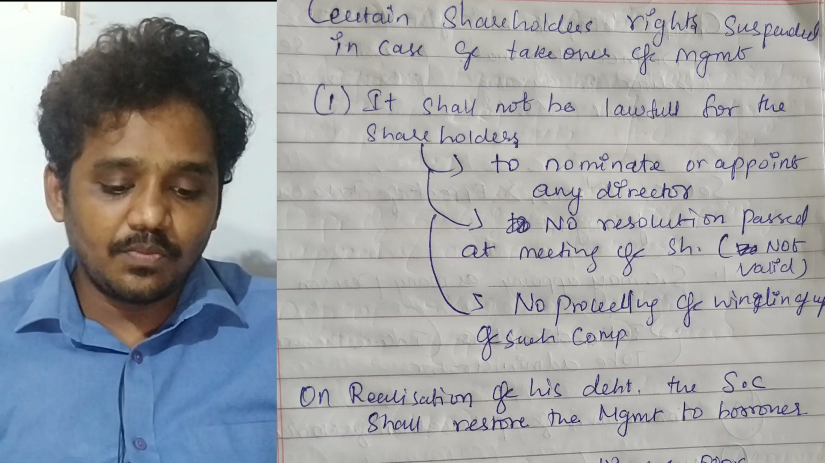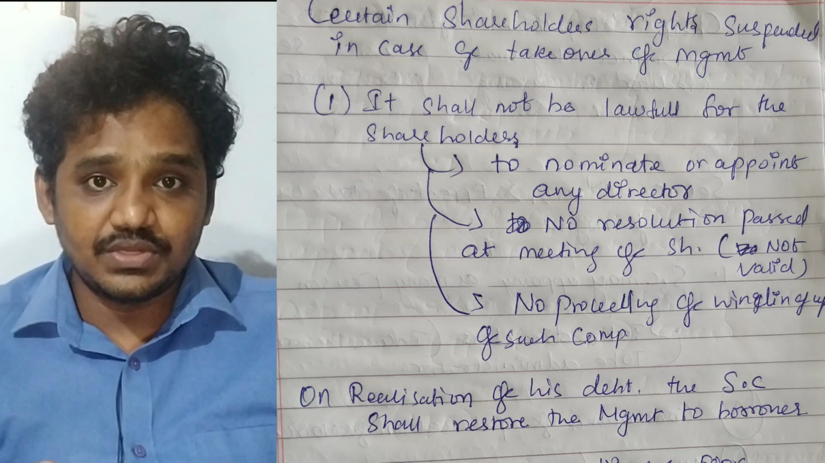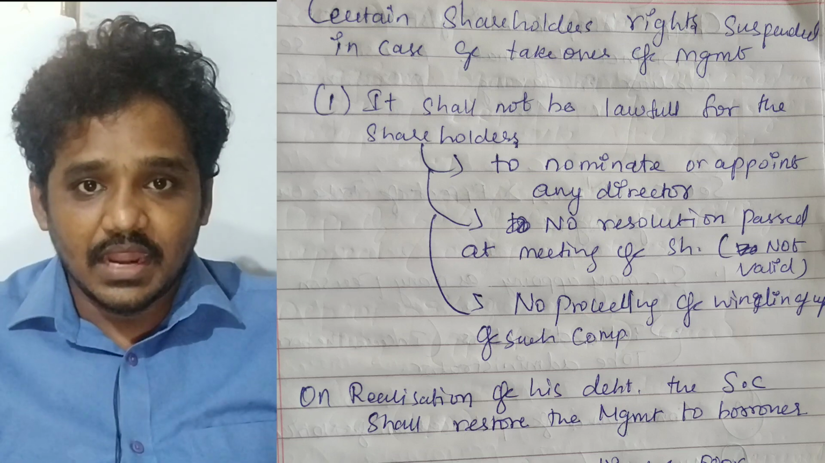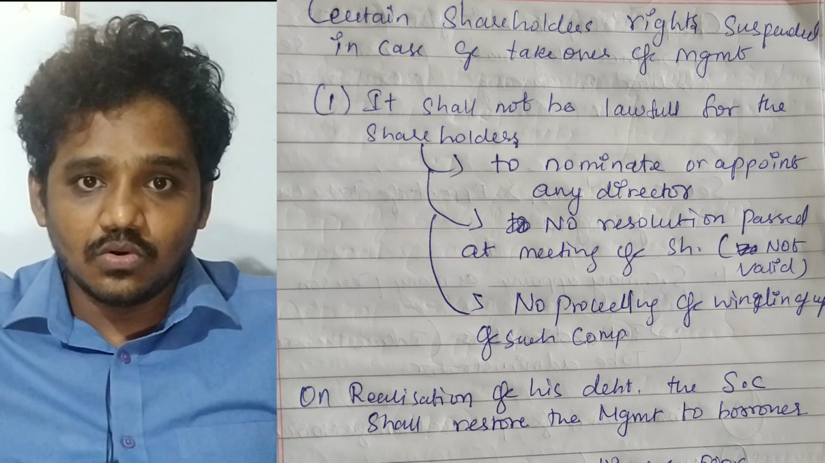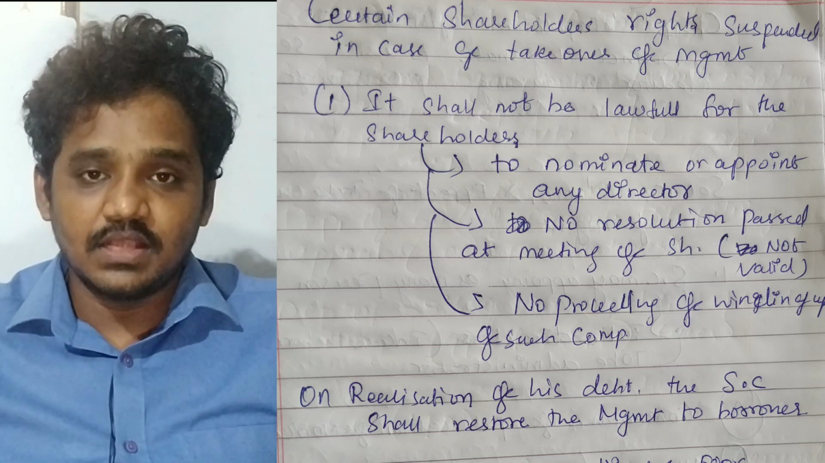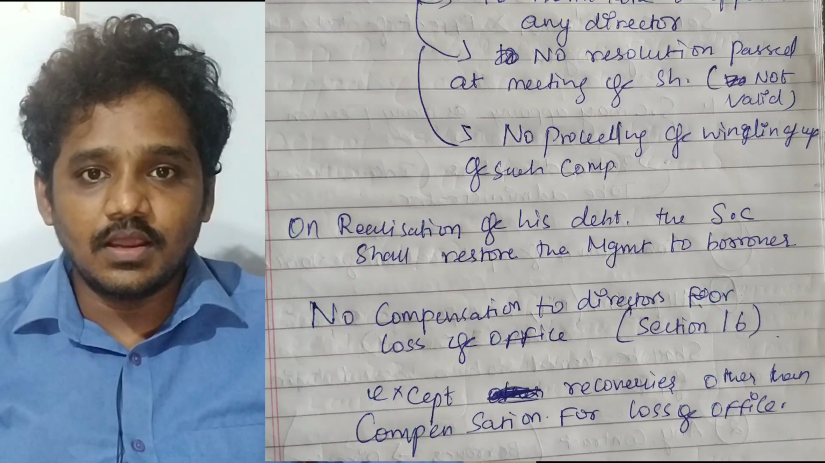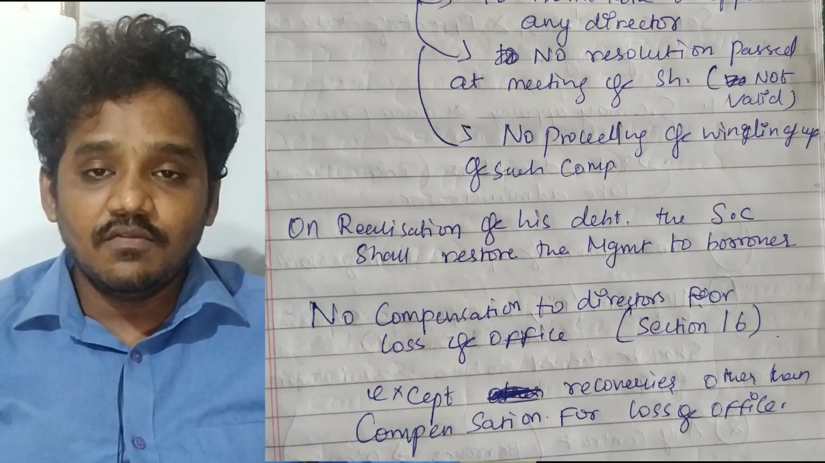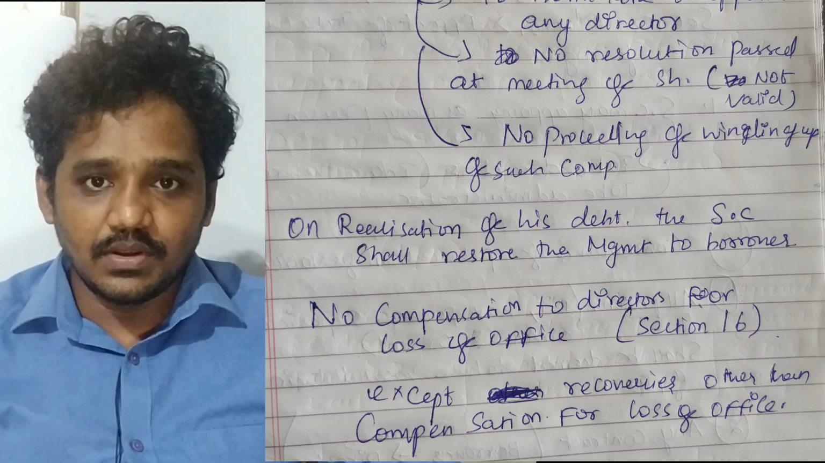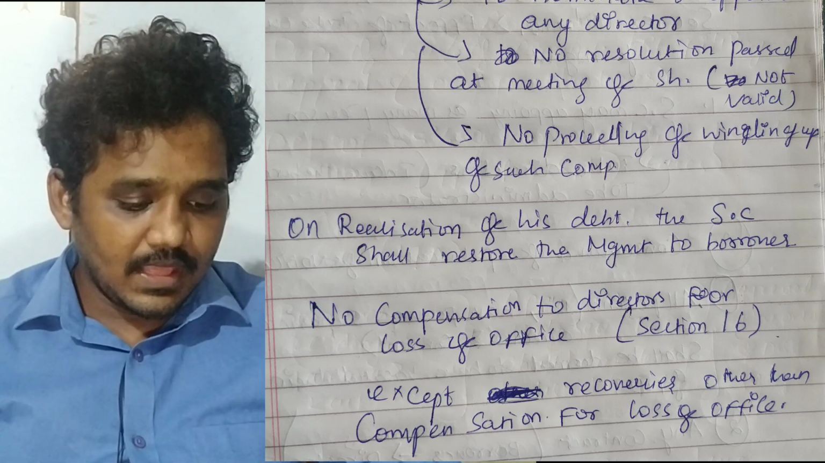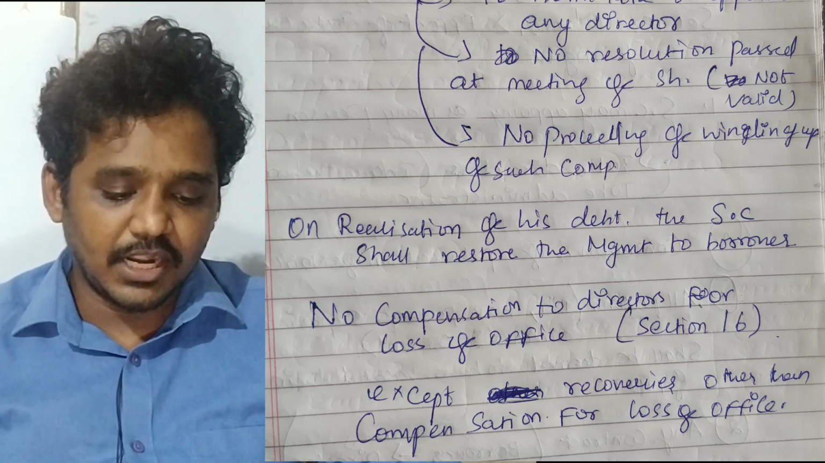The third point is no proceedings of winding up of such company if shareholders pass a certain resolution to close this business, and if those resolutions are filed in the court, those will be terminated. Those will not be considered here. Those will be immediately withdrawn from the court. The asset reconstruction company or secured creditors will give proper notice and give clarifications to the court, and this will not take any effect. Okay. On realization of debt, the secured creditor shall restore the management to the borrower.